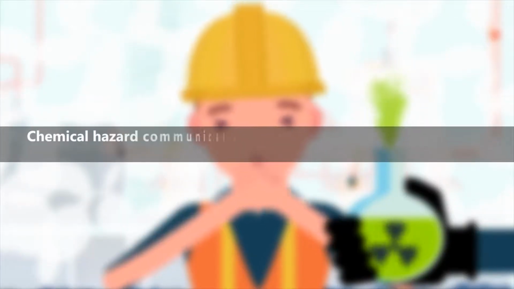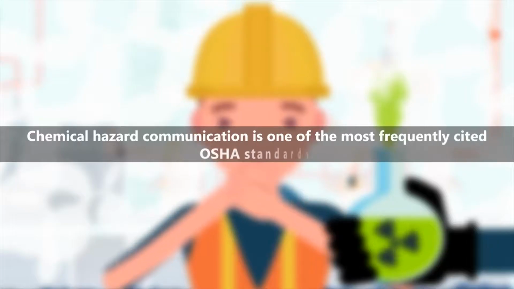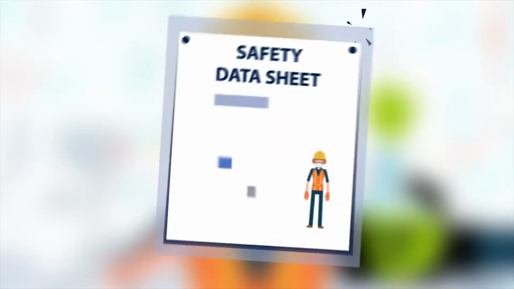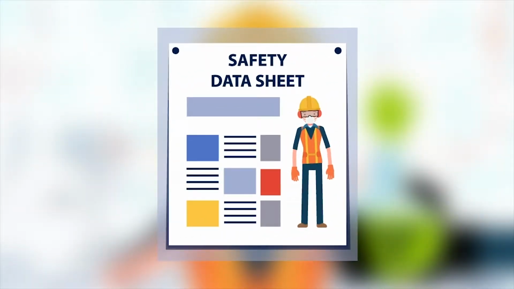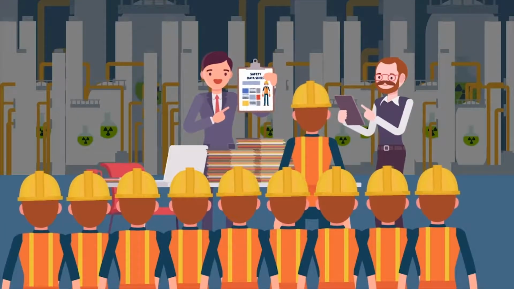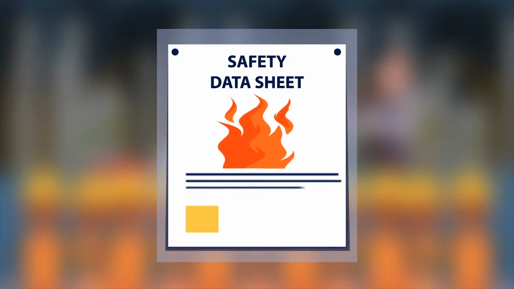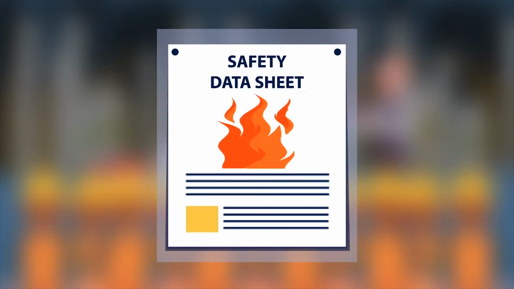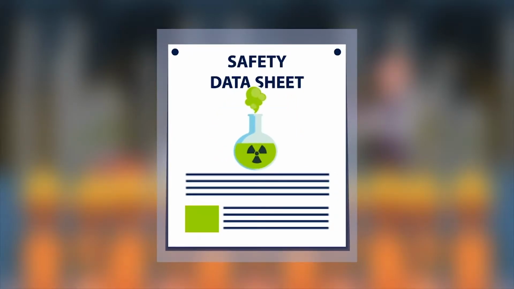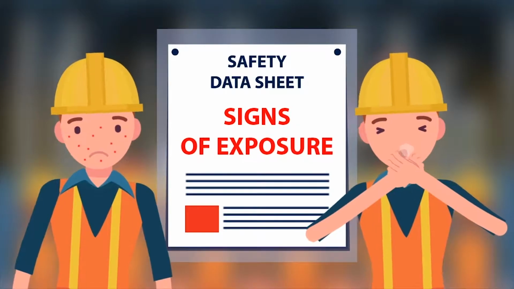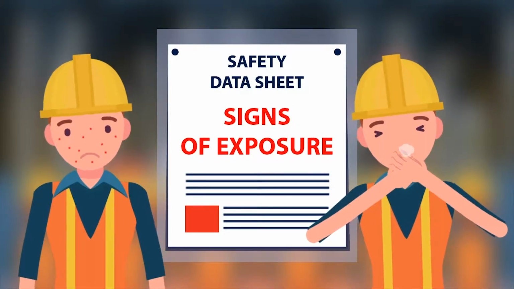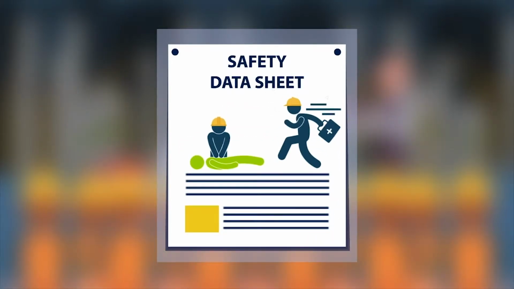Chemical hazard communication is one of the most frequently cited OSHA standards. Safety data sheets are prepared by chemical manufacturers or importers and are provided to the user free of cost. The safety data sheet must describe the physical hazards such as fire, explosions, and reactivity. It must describe health hazards such as signs of exposure. In addition, it must provide emergency and first aid procedures.